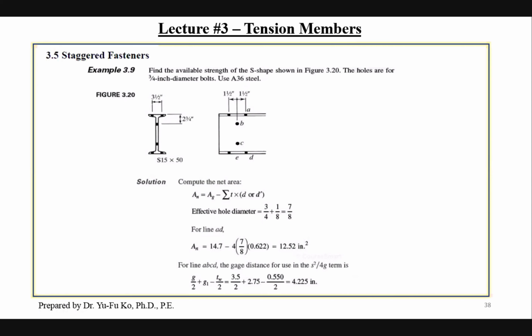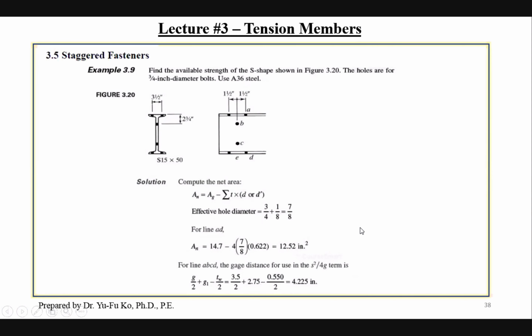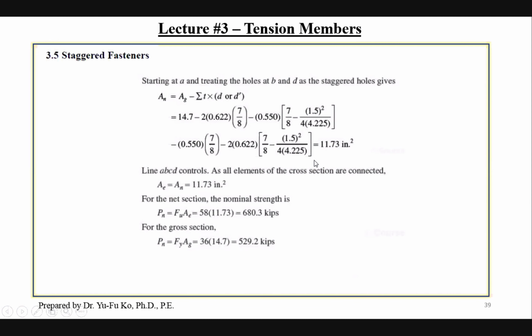Right, so with that being said, which one governs? Is AD or ABCD governing? ABCD governs. So the minimum controlling one is 11.73.